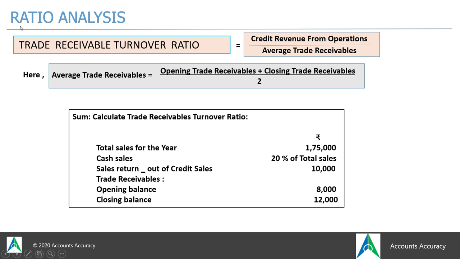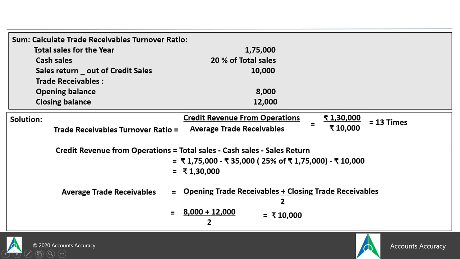Now next let's see what is trade receivable turnover ratio. The formula for trade receivable turnover ratio is credit revenue from operations by average trade receivables. Average trade receivables, again, that will be opening trade receivables plus closing trade receivables by 2. Here all the information regarding your credit revenue is provided, that is total sales of the year is 1,75,000, cash sales is 20% of total sales and sales return is 10,000, and opening plus closing balance of trade receivables are accordingly provided. Now let us see how to calculate trade receivables turnover ratio.